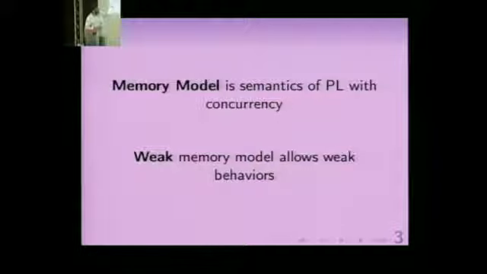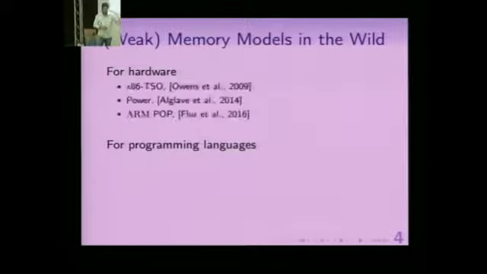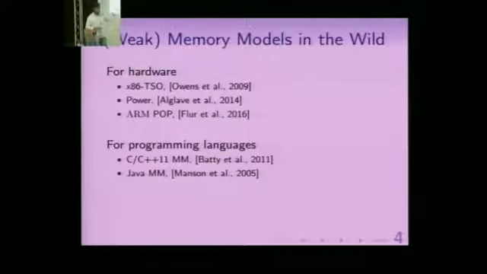A memory model is the semantics of a programming language with concurrency, and we call it a weak one if it allows behaviors which can't be explained by interleaving execution of threads. In the recent past, industry and academia developed a number of memory models for both hardware and software. There are memory models for mainstream computer architectures, including x86, Power and ARM. There are also memory models for mainstream languages such as C, C++, and Java.